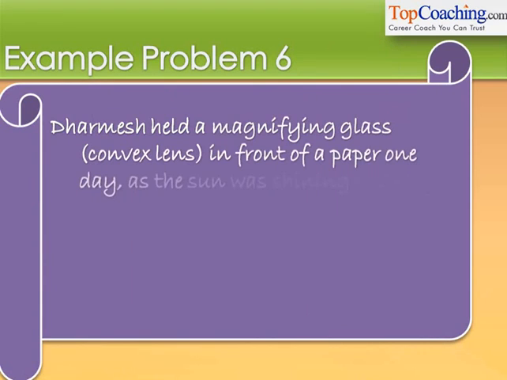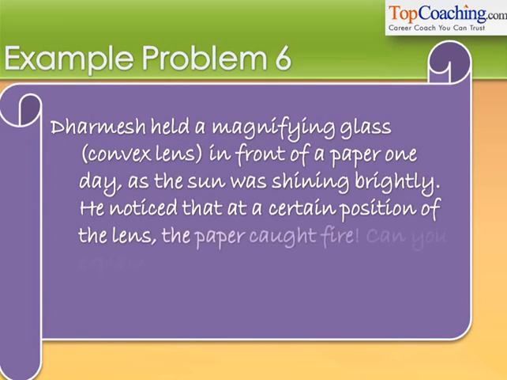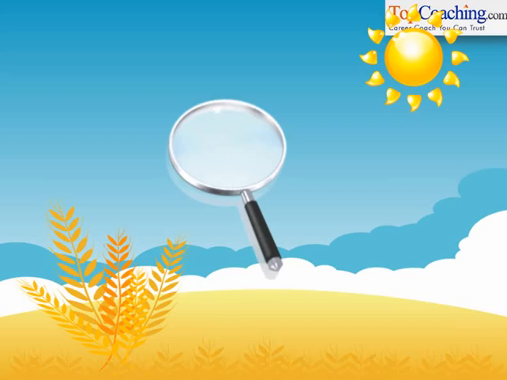Dharmesh held a magnifying glass, a convex lens, in front of a paper one day as the sun was shining brightly. He noticed that at a certain position of the lens, the paper caught fire. Can you explain why? You must have heard of this phenomenon in your daily life. When you hold a magnifying glass in the sun against a piece of paper, sometimes the paper catches fire. So why does this happen?